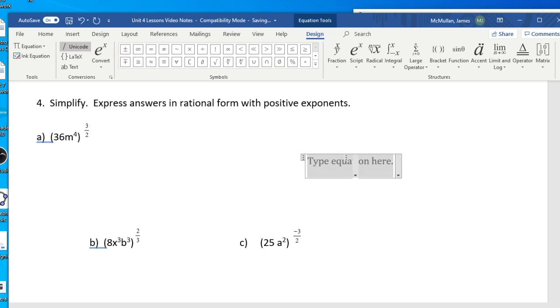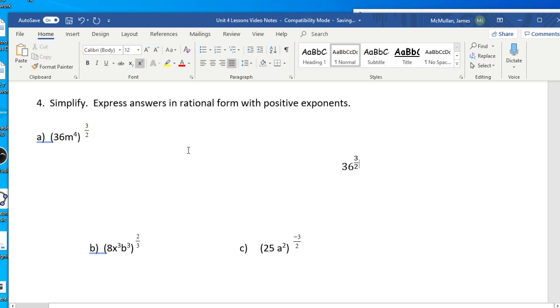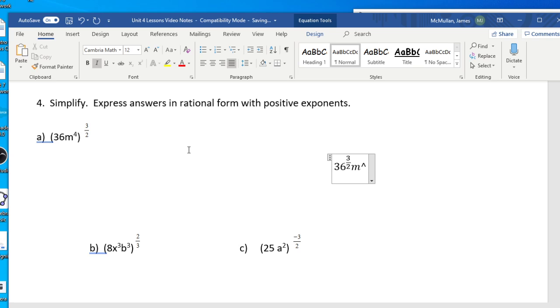Okay, so you can change this, so let's distribute the exponent. 36 to the 3/2 times m to the power of, now if I do 4 times 3 over 2, it's numerator times numerator, so think of it like 4 over 1 times 3 over 2. And what you get when you reduce that, 4 times 3 is 12, and then divide by 2 is 6, right? So you have m to the power of 6.